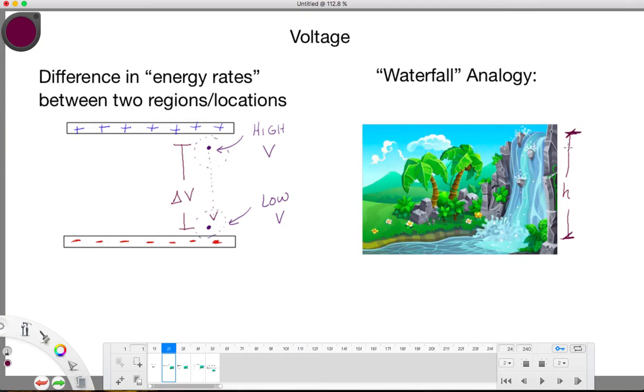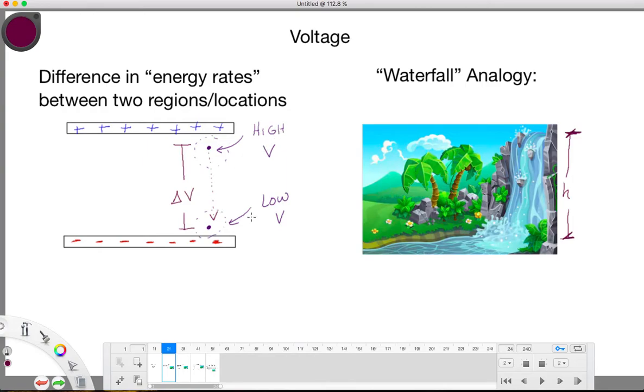So the higher the waterfall, the more powerful, or the more energy the water has when it hits the bottom. Just like the bigger the difference between these two points, the more energy those charges will have as they move between them. So a higher waterfall is kind of like using a higher voltage battery. So just as we move forward, I'll keep connecting to this.